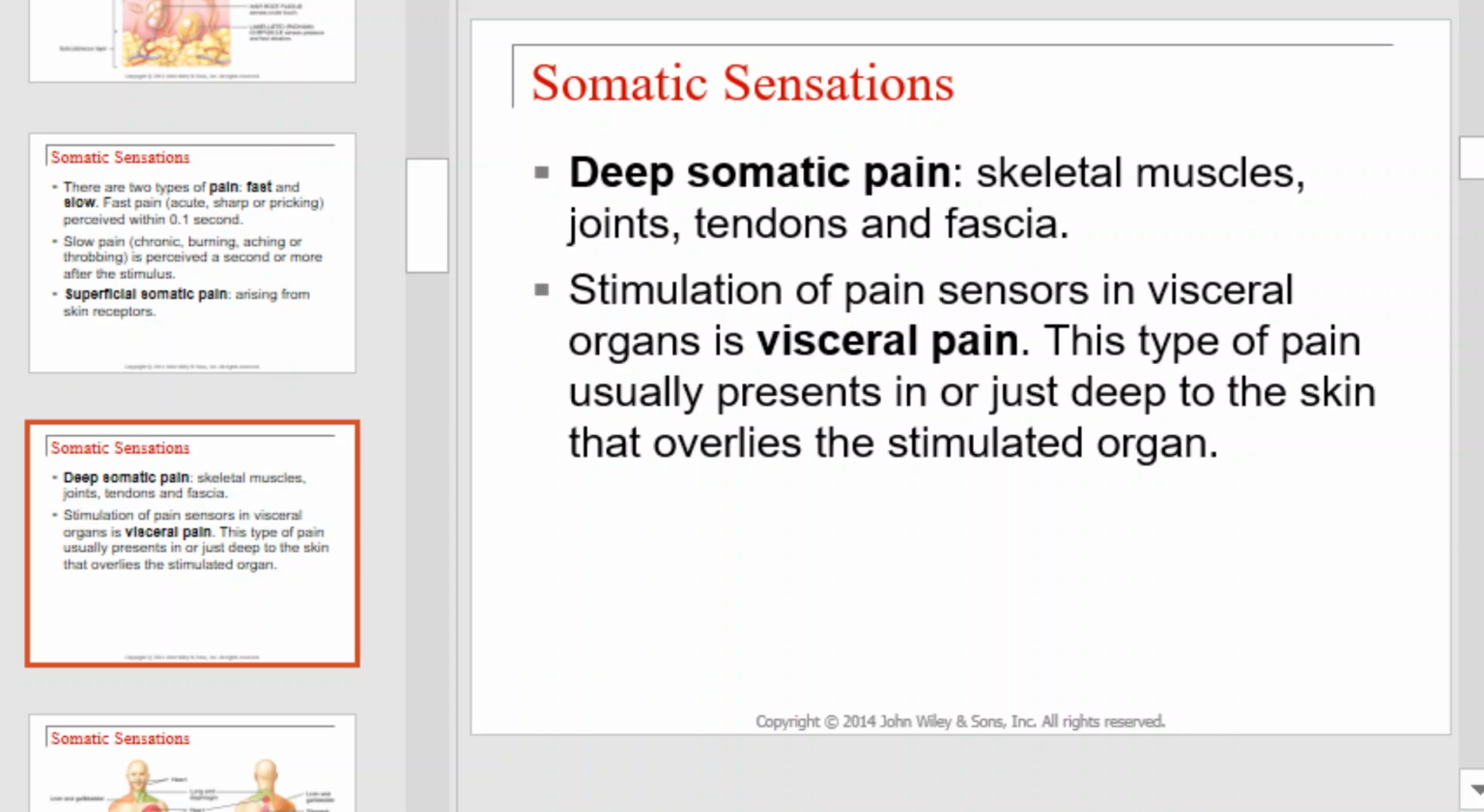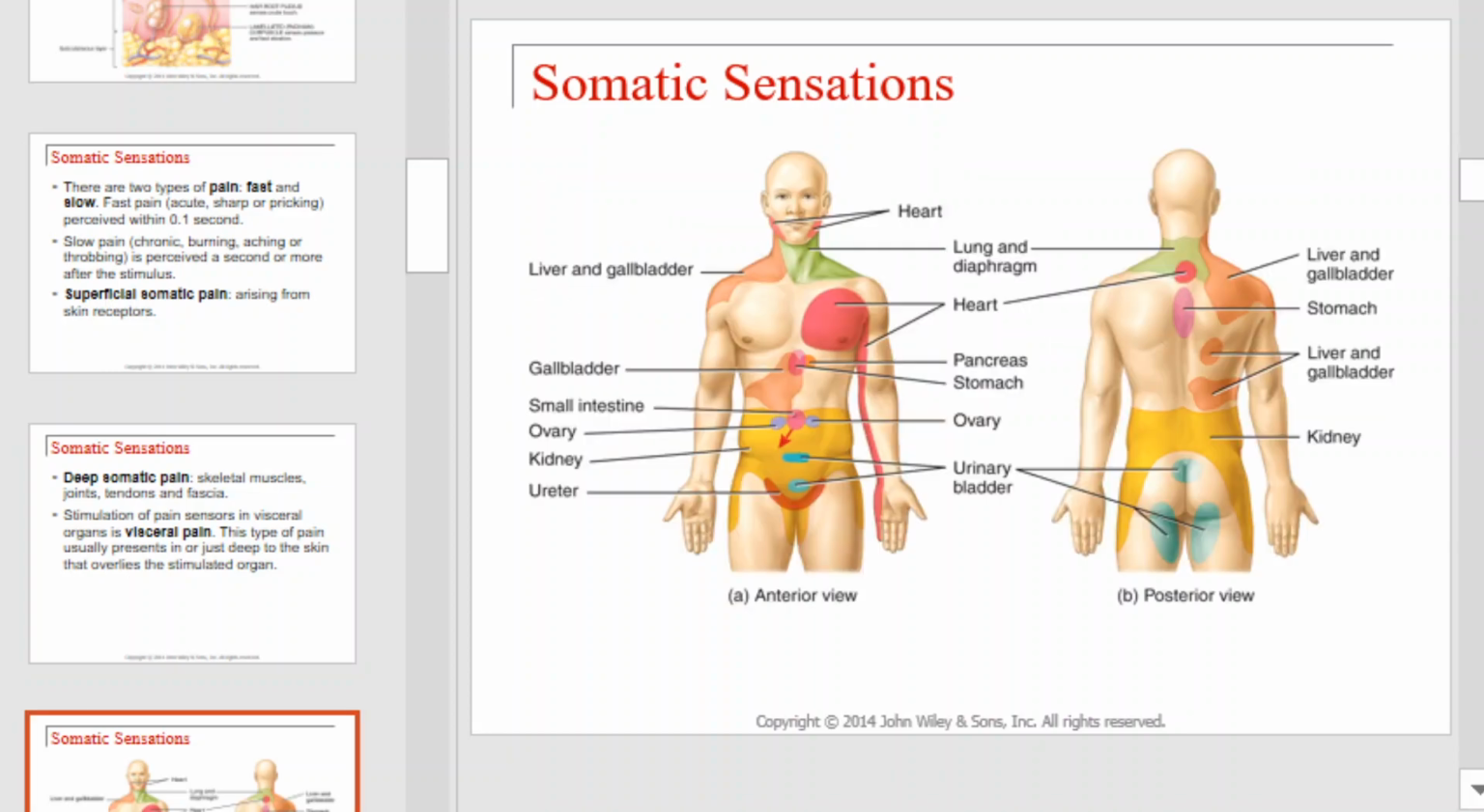Stimulation of pain sensors in visceral organs is what we refer to as visceral pain. This type of pain usually presents in or just deep to the skin that overlies the stimulated organ. This chart provides you with the basis for understanding how pain is transmitted from organs to the surface or skin.